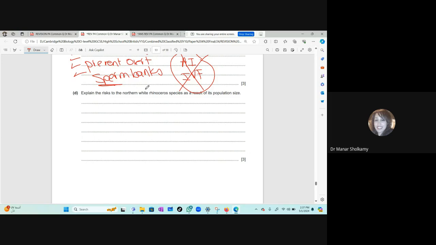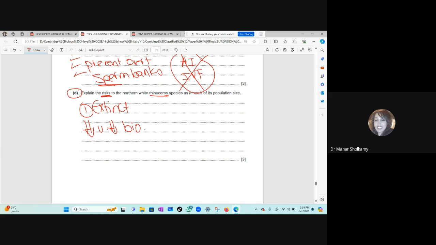Explain the risk to the northern white rhinoceros species as a result of its population size. Now here, explain what are the risks to any decrease in population size. Any animal with a very little population, what are the risks? Little variation. Yes. Now, number one, they can become extinct. And this is something that we don't want. And there's a decrease in their variation and a decrease in biodiversity. And I only have four of this species, four rhinoceros, two males and two females, and they're brothers and sisters.